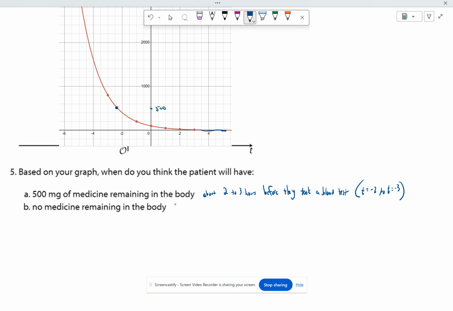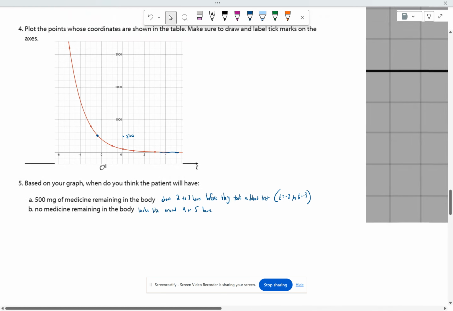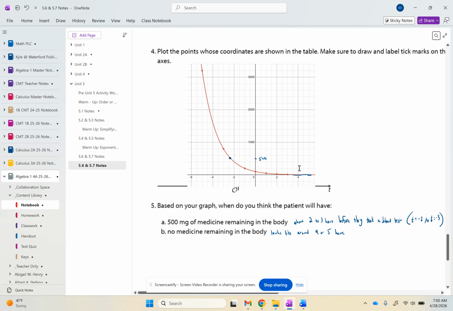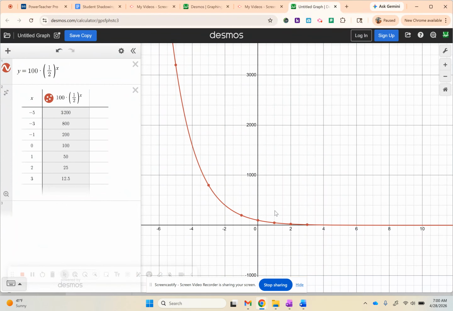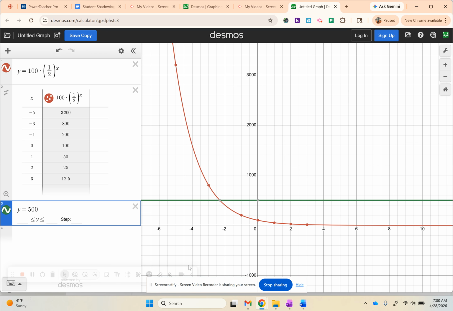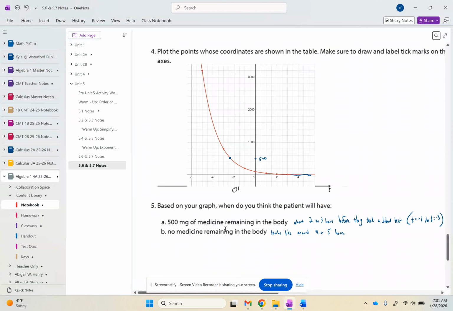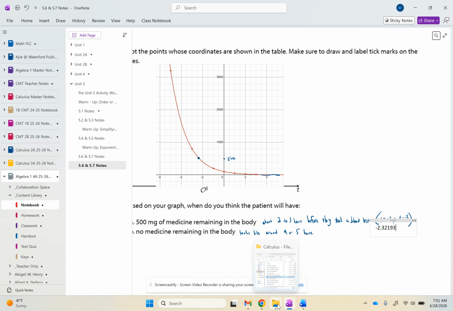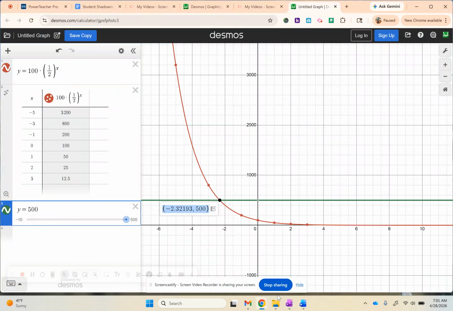And then it looks like around 4 or 5 hours, there's going to be none left. Now, realistically, that's not going to be the case because there's always going to be a little bit left, but essentially none. So if I want to find out, by the way, when it's going to be 500 left, we said it's going to be between -2 and -3. The actual exact value is this number right here, which is what we said between -2 and -3, which is nice that we can get the exact value.